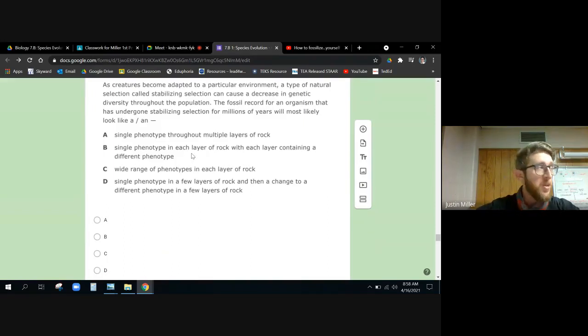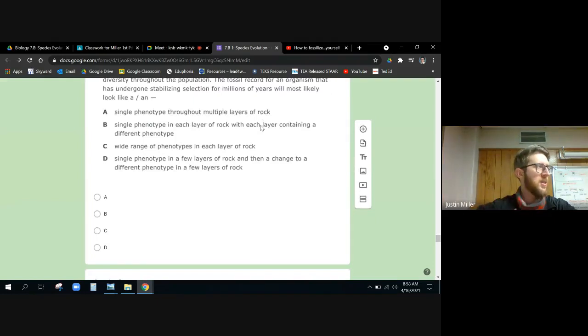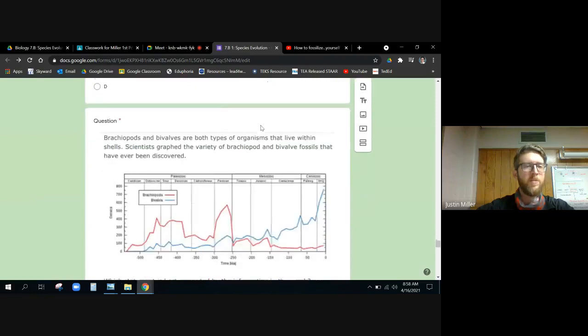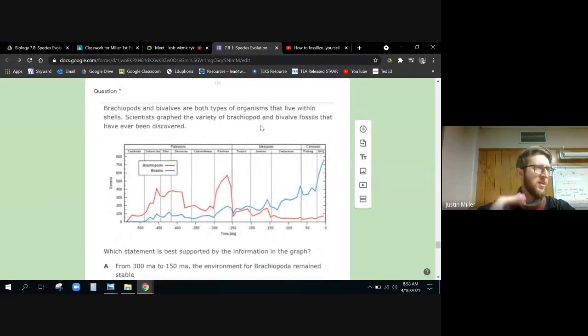It's stable. The species was stable over a long period of time, so you're probably going to find one that looks the same through multiple layers of rock. Okay. There's not going to be a big change. It's not going to be like it's an 8-foot scorpion, and then it's a 1-foot scorpion, very quickly. If it's stable, that means it's the same thing for a long period of time. So you're going to find the same fossils throughout many layers of rock.